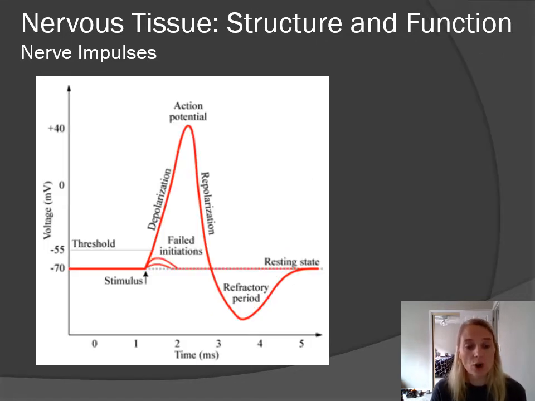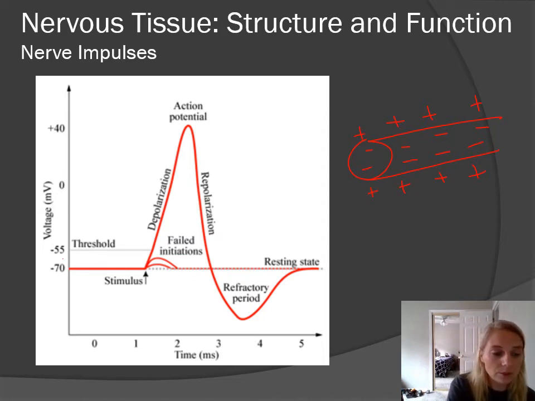So this graph is showing you the same idea, but mapping it out, showing you those flip-flopping of charges. So let's say, if here's our axon, the inside was more negative and the outside was more positive, right? So that was our resting state.